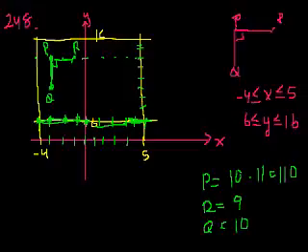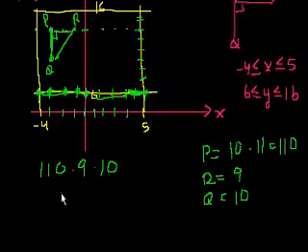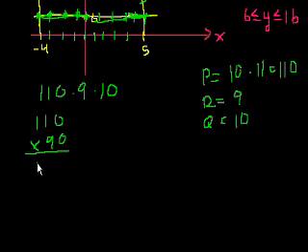So if we want to know the total number of potential triangles like this, there are 110 potential places to put P. Once we've put P, there are 9 potential places to put R, and there's also 10 potential places to put Q. So this is 110 times 90. That's the same thing as 11 times 9 with 2 zeros, right? So 99 with 2 zeros, which is choice C.